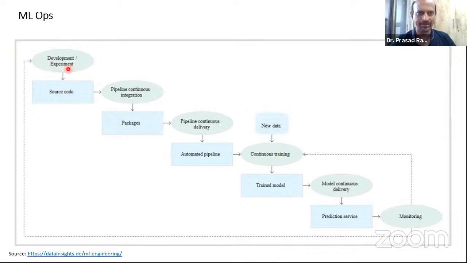So the intent is that ML ops will be governed by all of these steps, where you have the development being done to do a bunch of experiments to develop the source code. Then you will do a continuous integration in order to establish the packages that need to be deployed as an automated pipeline. And then finally do some training in order to get the trained model.